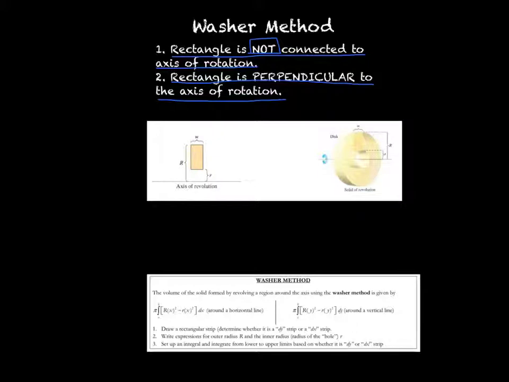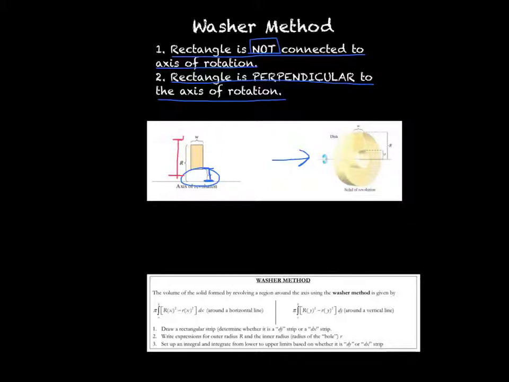Alright, and so this is going to create a little bit of space here, as you can see in this picture with the washer. The most important thing to understand here is you've got to come up with two expressions. Capital R, and I want you to write this down in your notes. Capital R is the distance from the axis that you're rotating to the furthest part of the rectangle. Alright, that is capital R. Little r is the distance from the axis you're rotating to the closest part of the rectangle. Alright, that is little r.